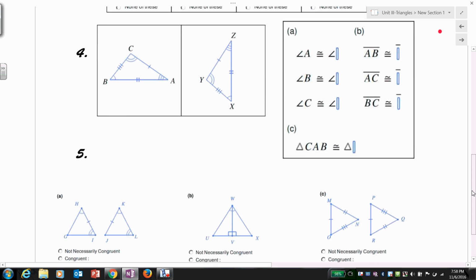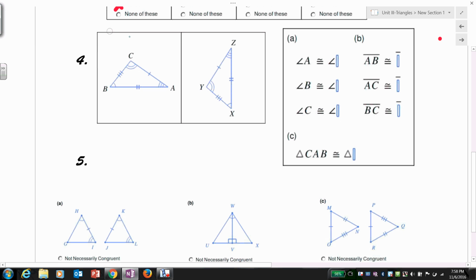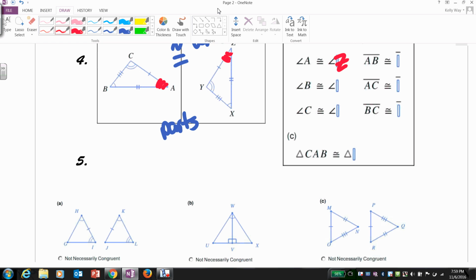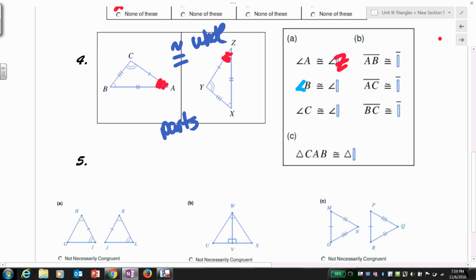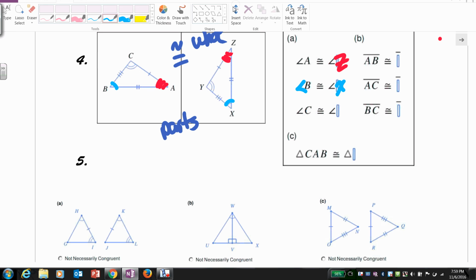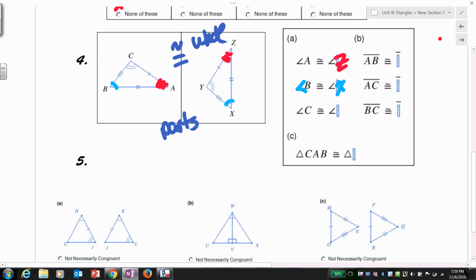Problem 4 is asking you to identify the corresponding parts. So this is saying if the triangles are equal, the whole triangles are equal, then the parts are equal. So it says angle A with triple hatch marks is going to be congruent to angle Z. And angle B with 1 hatch mark is angle X. And angle C, 2 hatch marks over here, angle Y.